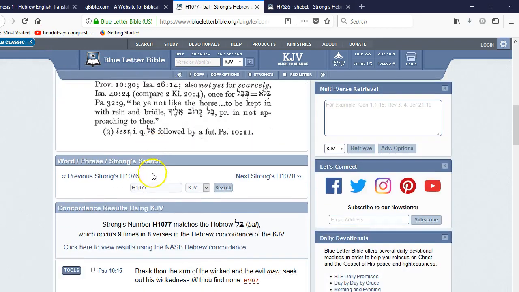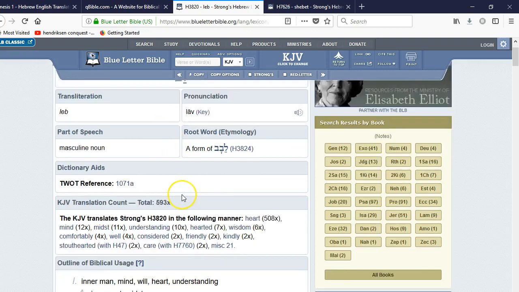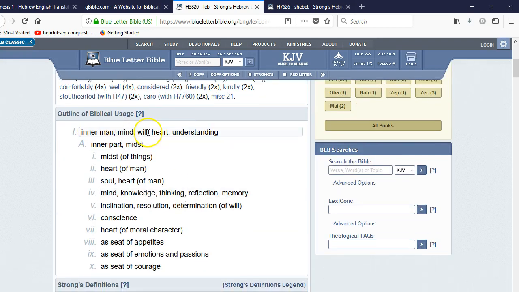And we're not going to spend a whole lot more time on this because I think that what I've shown here is enough to really get everybody who's watching or interested in the subject to get your mental faculties kind of rolling along here, you know? All right, so lob, so we've got the B at the end here. We look at the short definition: inner man, mind, will, heart, or understanding.